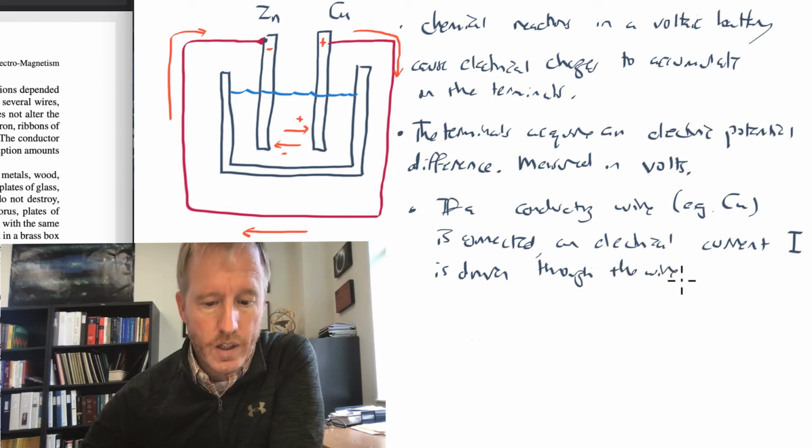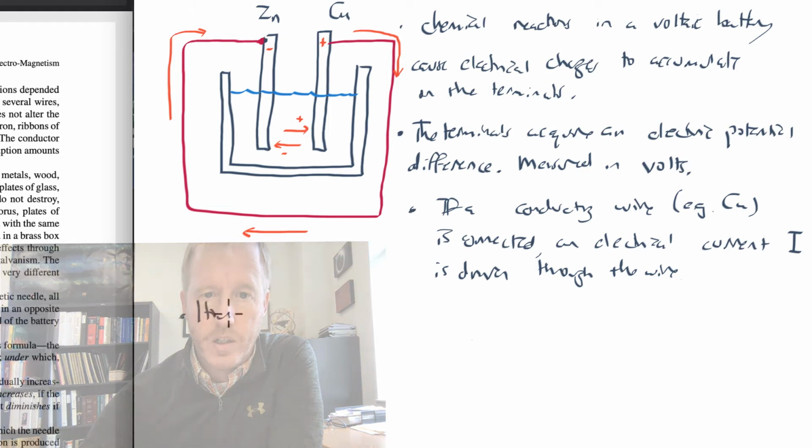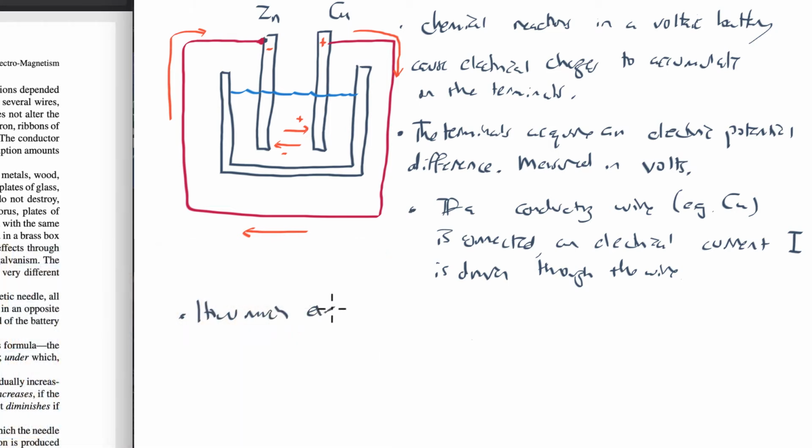Now, how much electrical current is driven through the wire? What's the magnitude or the size of this electrical current? Well, it depends on a couple of things. It depends, first of all, on the voltage of the battery, and secondly, it depends on the properties, specifically the resistive properties of the wire.